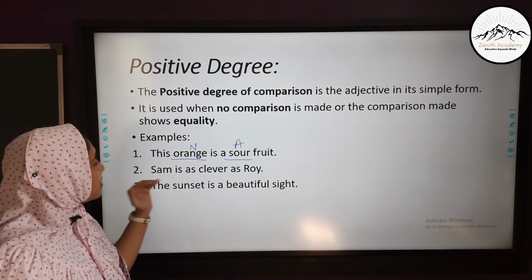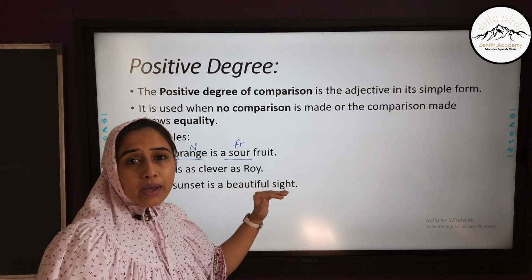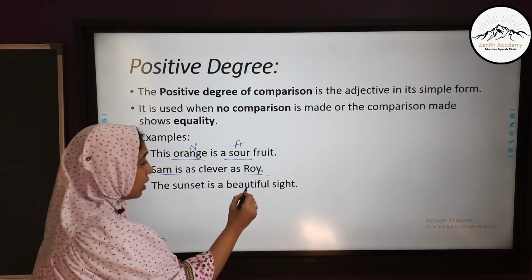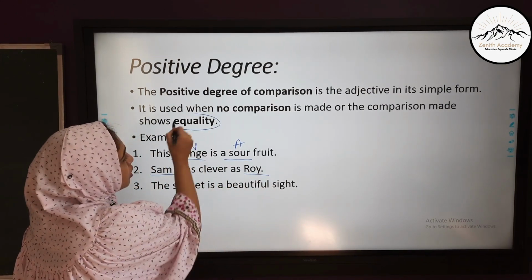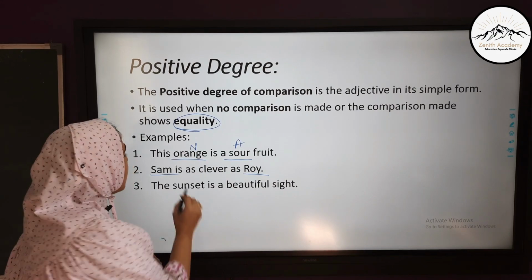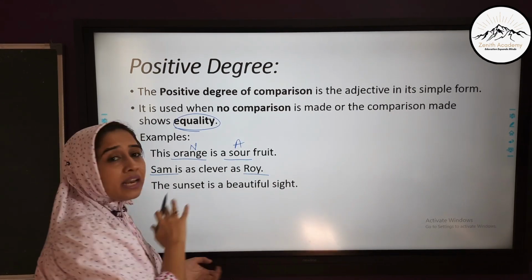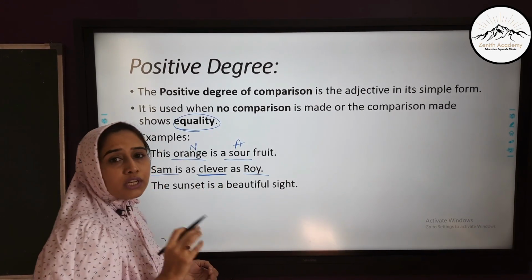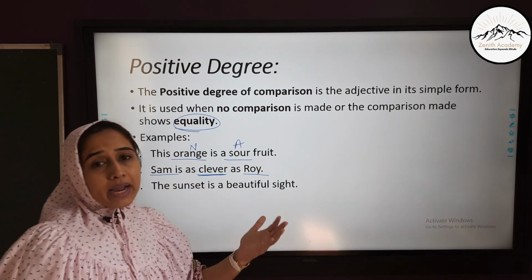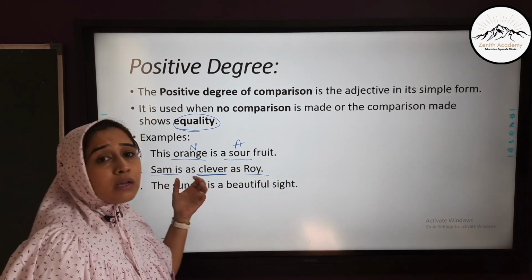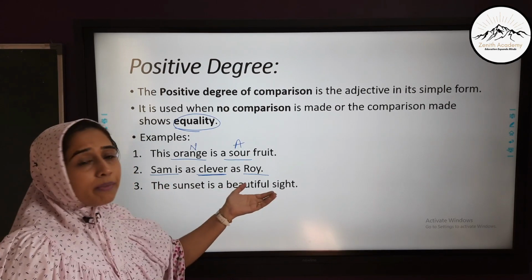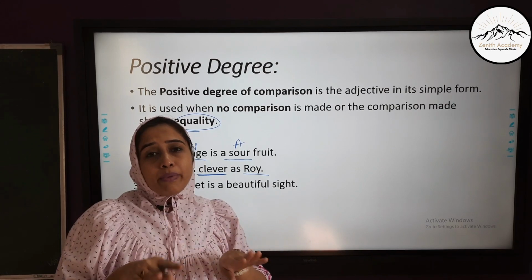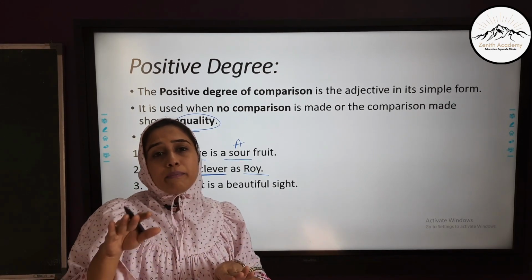The next one is: Sam is as clever as Roy. Here there are two nouns, Sam and Roy. But what is it showing? It is showing equality, what we saw in the definition itself. These two boys, Sam and Roy, are equally clever. That is why the adjective clever is used in its positive form. If we would compare, we would have to say that Sam is more clever, so the sentence would become: Sam is more clever than Roy. So comparison happens when you are describing one thing as better than the other.